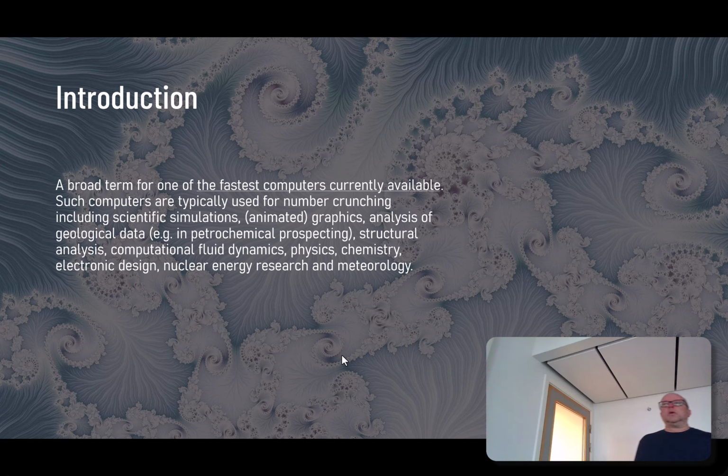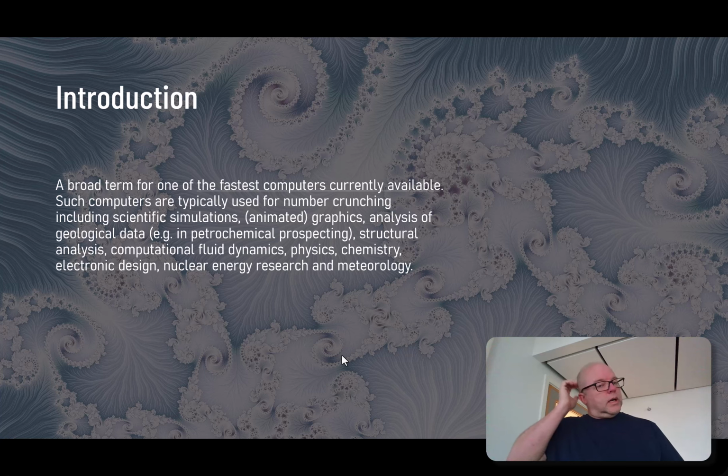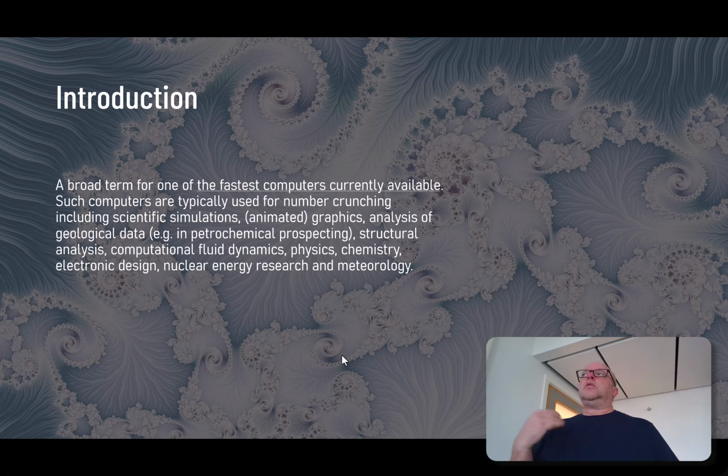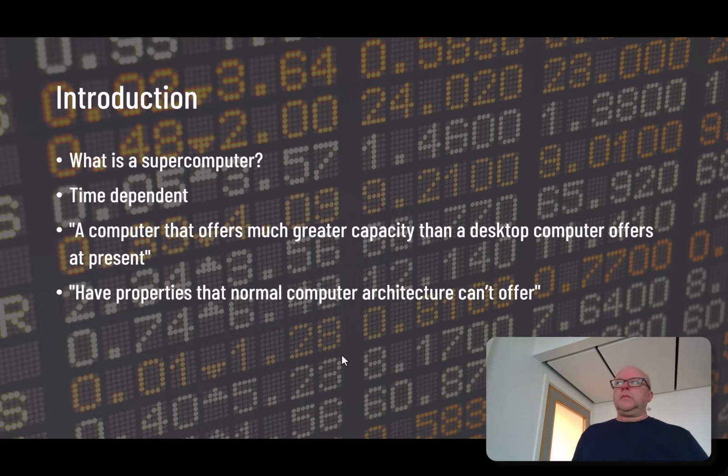So what is supercomputing? This is kind of a quote I have, but it's a term for the fastest computer currently available. They're typically used for number crunching, scientific simulations, fluid dynamics, nuclear energy research, meteorology. So there's a lot of topics that you need this, but a simpler explanation: it's very time dependent. So 30 years or 40 years ago, a supercomputer is like your laptop now. So it's a computer that offers much greater capacity than the desktop computers offer at present.